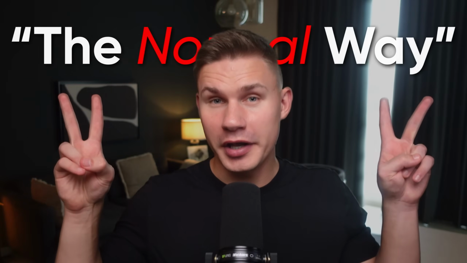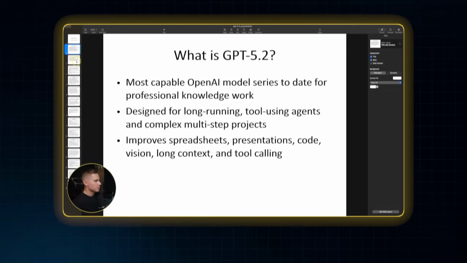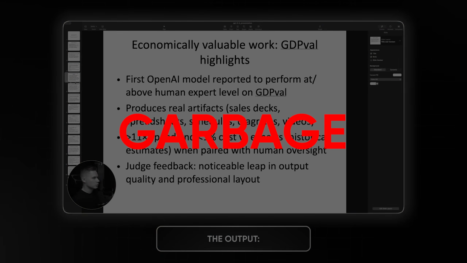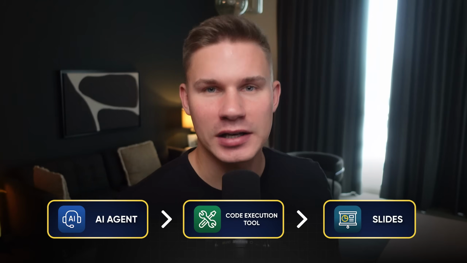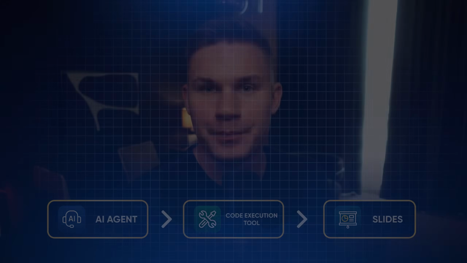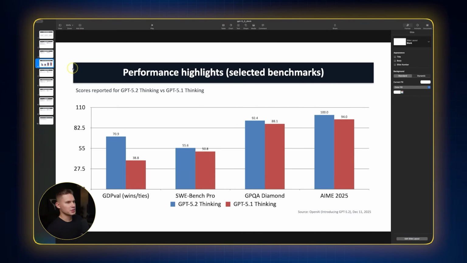The first time I tried to build a deck agent the normal way, with a clean set of hard-coded tools, the output was garbage. The deck existed, but the layouts were all over the place. So I tried just one change. I removed almost all the tools, gave the agent a single code execution tool, and forced it to generate the slides directly by writing open-ended code. Instantly, the layouts got way better.